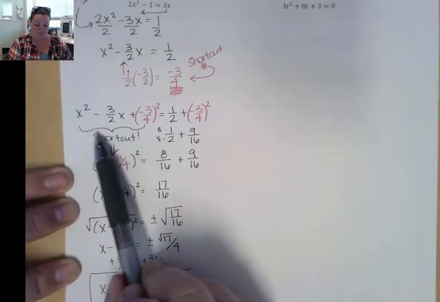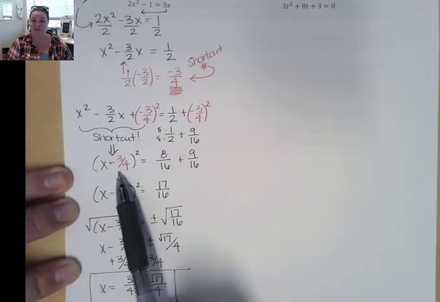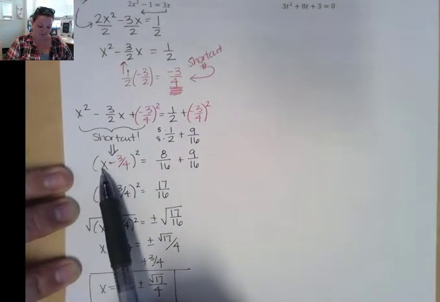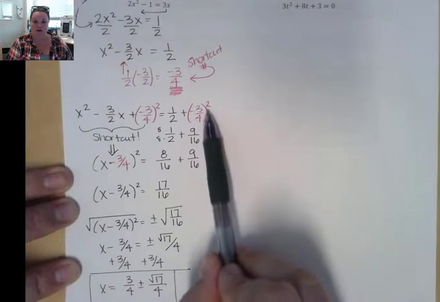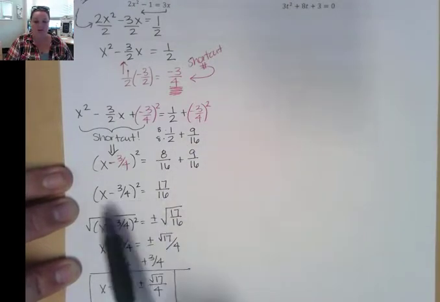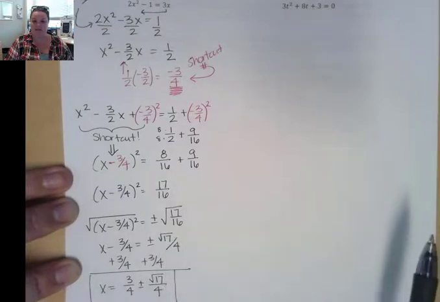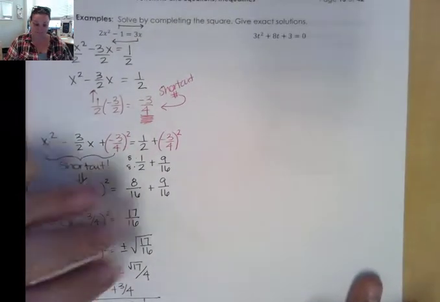On this side, we know that this is going to end up factoring down into my nice perfect squared quantity, which is my variable and my shortcut number, so x minus 3/4 squared. On the other side, I have to go ahead and square this out and combine to get a number, okay? And then I solve by taking the square root of both sides. So let's look at one more, and then I'll have y'all try one, okay?